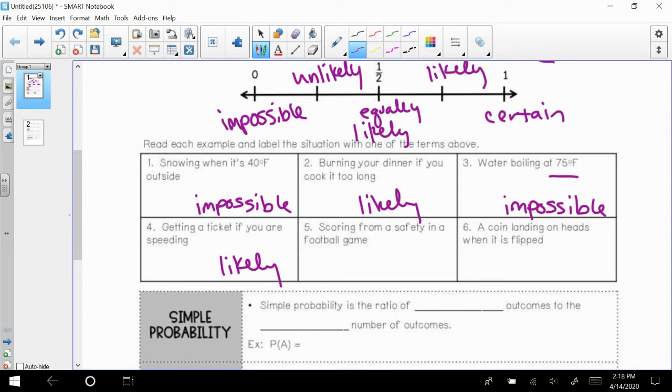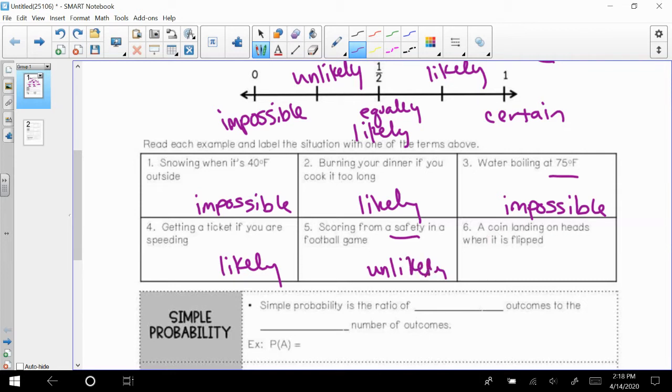Number 5, scoring from a safety in a football game. That's what I was talking about. If you don't know what a safety is, just Google it. But it's a way to score in a football game, but it's not very common. So it's possible to earn points that way, but it's unlikely to earn points that way.